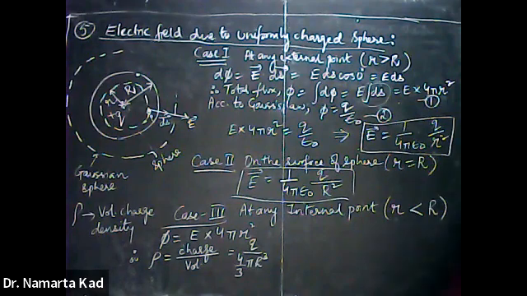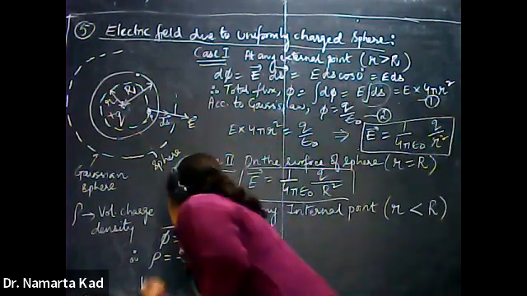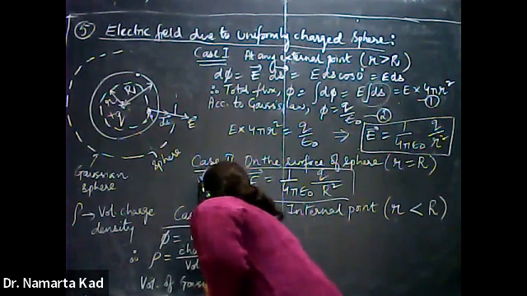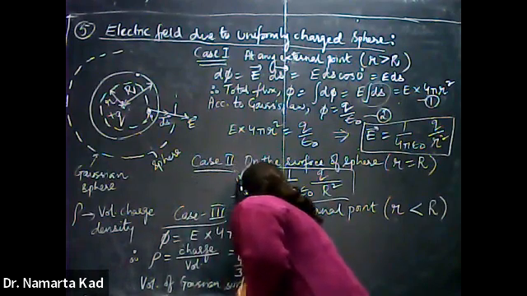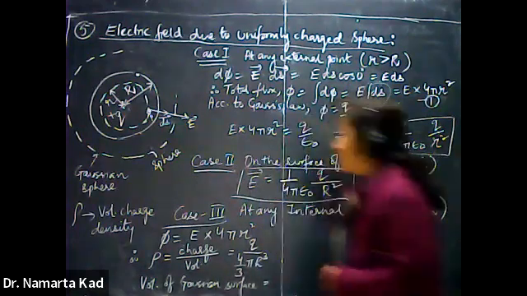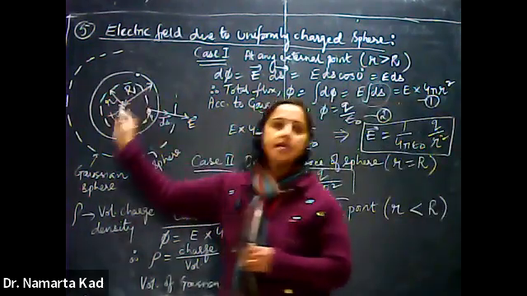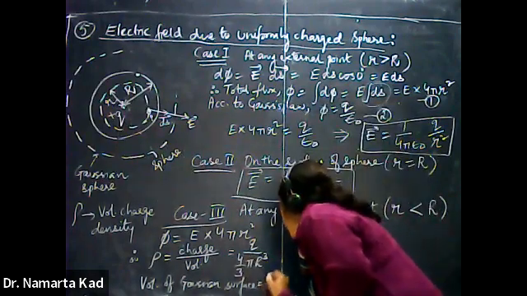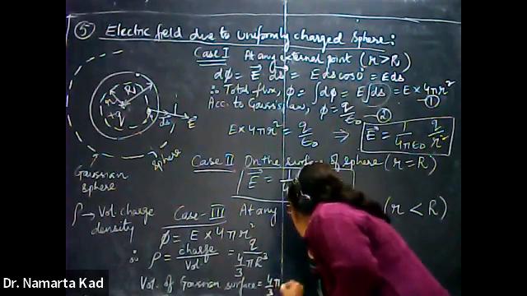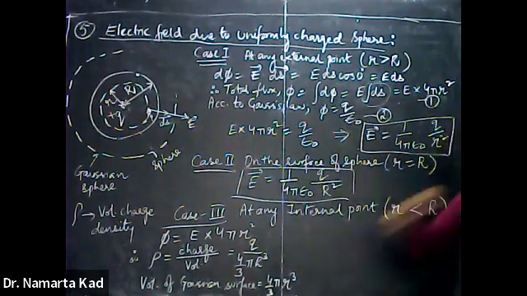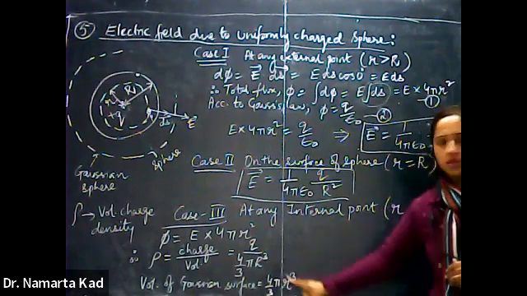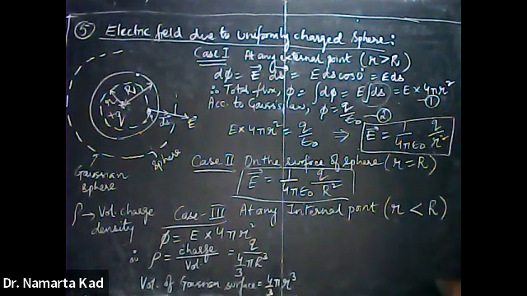Now, the volume of the Gaussian surface is equal to, so now our Gaussian surface is internal to the actual sphere. So the volume of the Gaussian surface comes out to be 4 by 3 pi small r cube. This is the volume of the Gaussian surface, and this is the volume of the actual sphere, because in this case the Gaussian surface is inside the actual sphere.